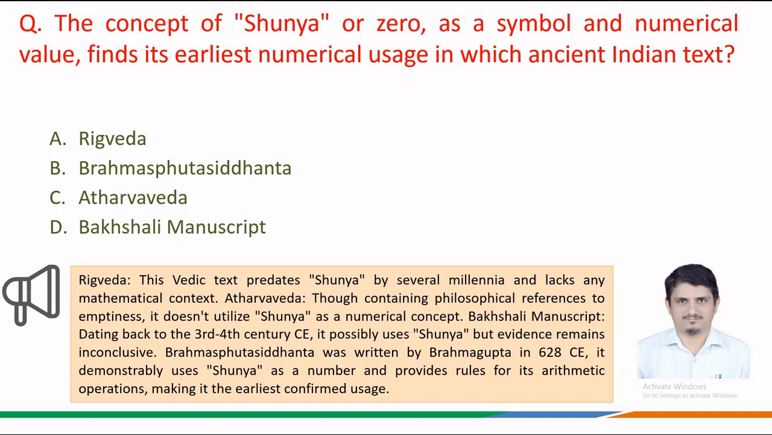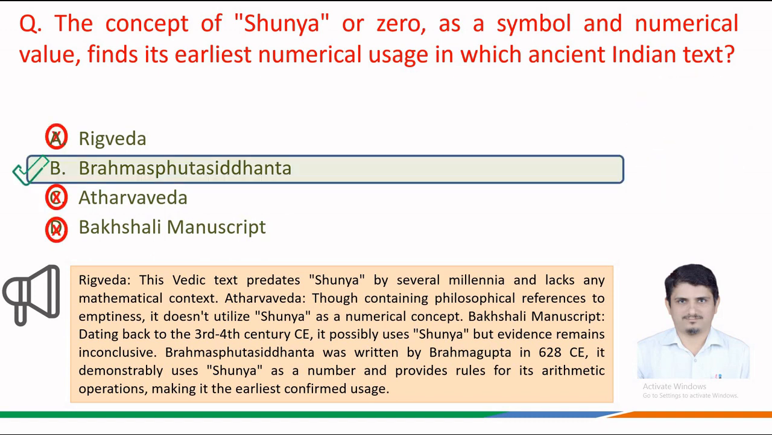Brahmasputa Siddhanta was written by Brahmagupta in 628 Common Era. It demonstratively uses shunya as a number and provides rules for its arithmetic operations, making it the earliest confirmed usage. With this information, the correct answer of the given question is, yes, you guessed it correct, option B, Brahmasputa Siddhanta.